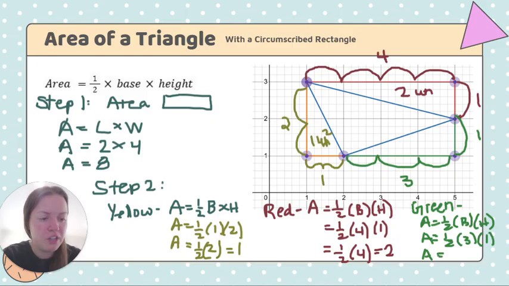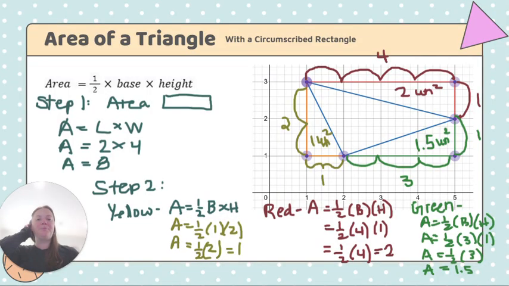We're going to do the multiplication of our whole numbers first. So we've got 3 times 1, which is 3, and then half of 3, which is 1.5. So that means our area here is 1.5 units squared. Oh, I didn't put the squared here on my red one. Squared. There we go. Okay.